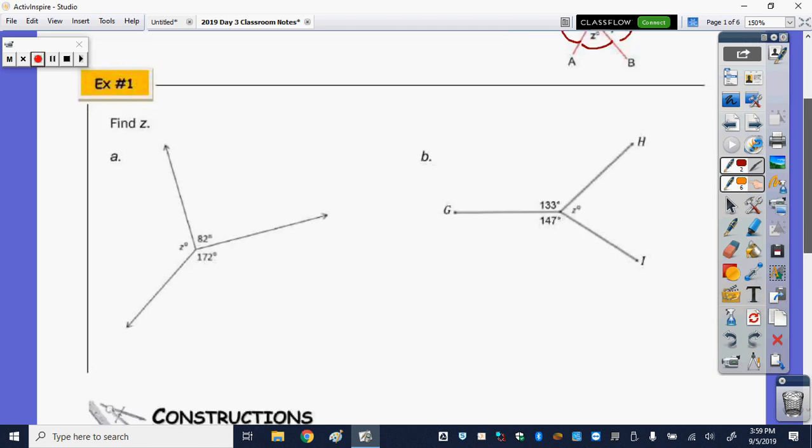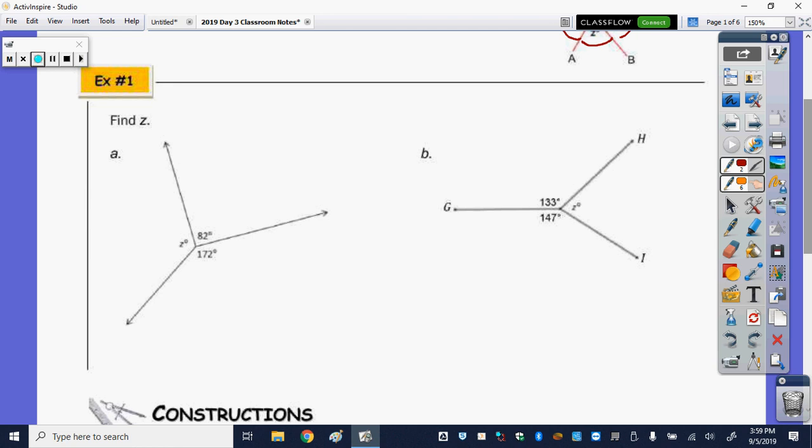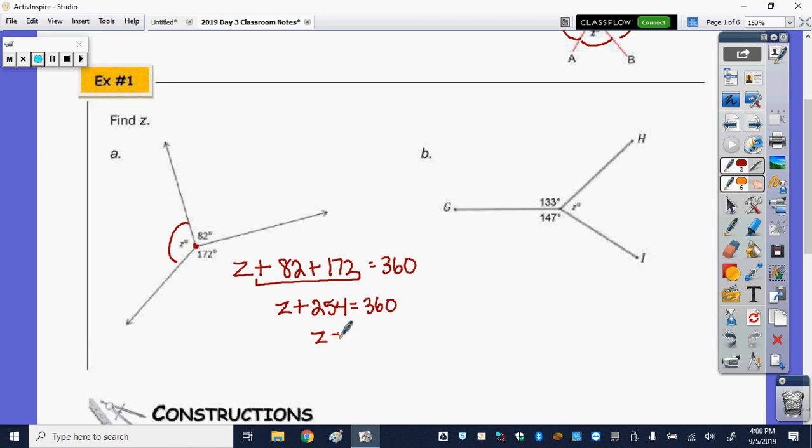So in example one, if I'm trying to find the measure of Z, this angle here about this fixed point, I know that all three angles, Z plus 82 plus 172 degrees, is equal to 360 degrees. Finding the sum of 82 and 172, we get Z plus 254 equals 360. Subtracting 254 from 360, we get Z is equal to 106 degrees.